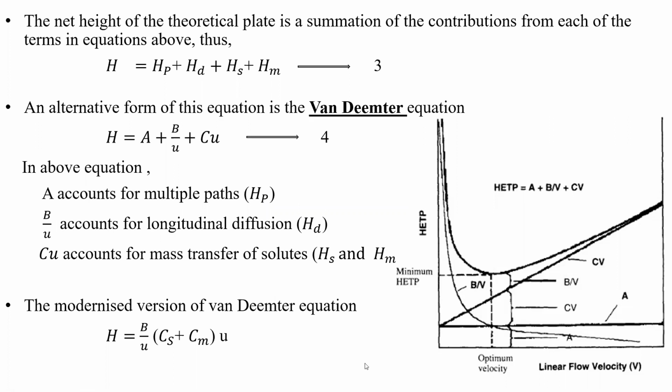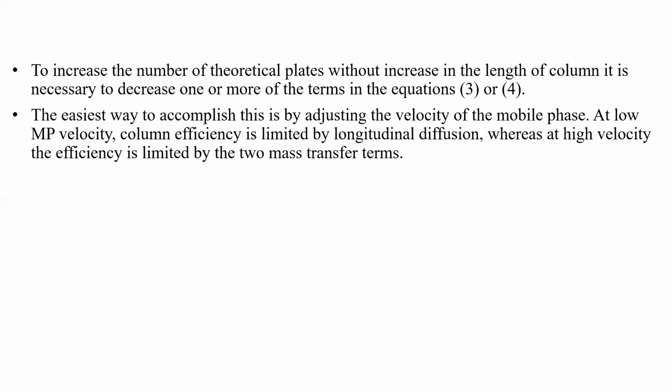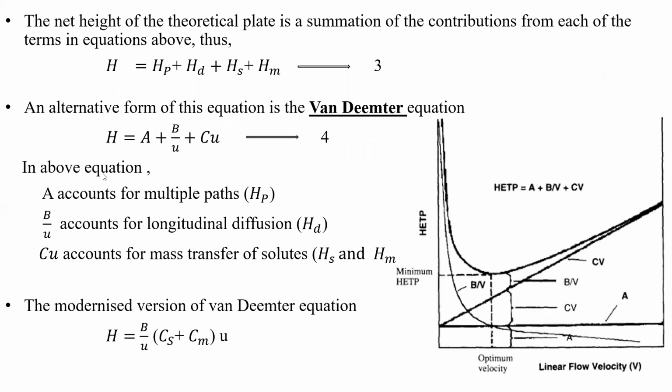The modernized version of the Van Deemter equation is given by H is equal to B by u plus Cs plus Cm into u. So, in order to increase the number of theoretical plates without increasing the length of the column, we have to decrease one or more terms in equations 3 and 4. That is, by decreasing some of these diffusions, we can increase the number of plates without increasing the height of the column.